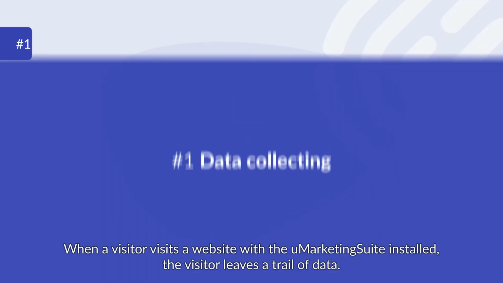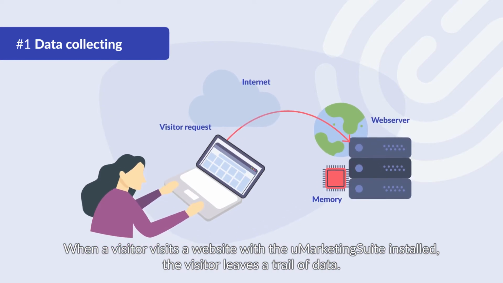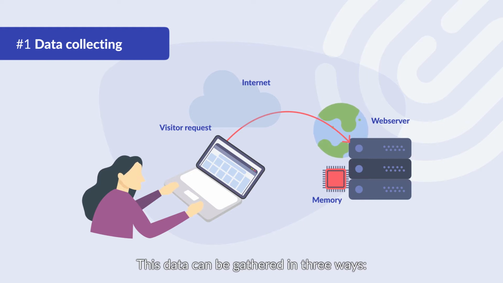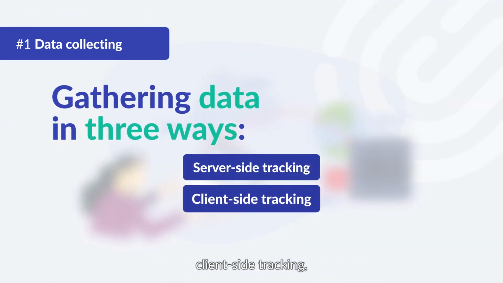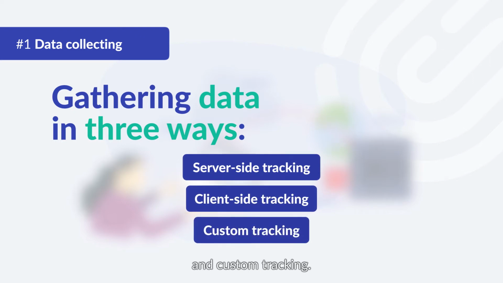When a visitor visits a website with the uMarketingSuite installed, the visitor leaves a trail of data. This data can be gathered in 3 ways: through server-side tracking, client-side tracking, and custom tracking.